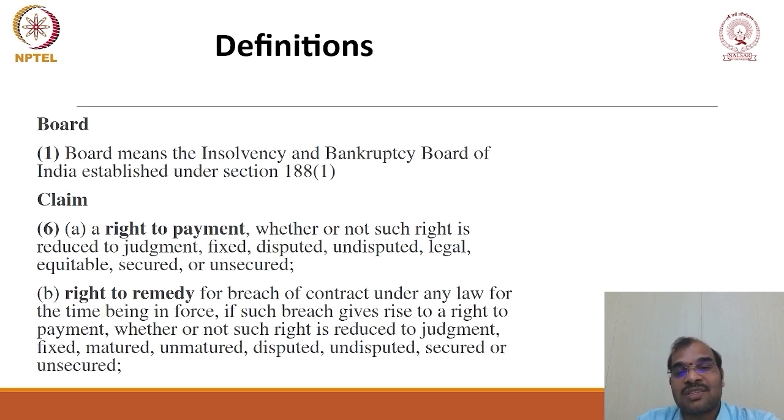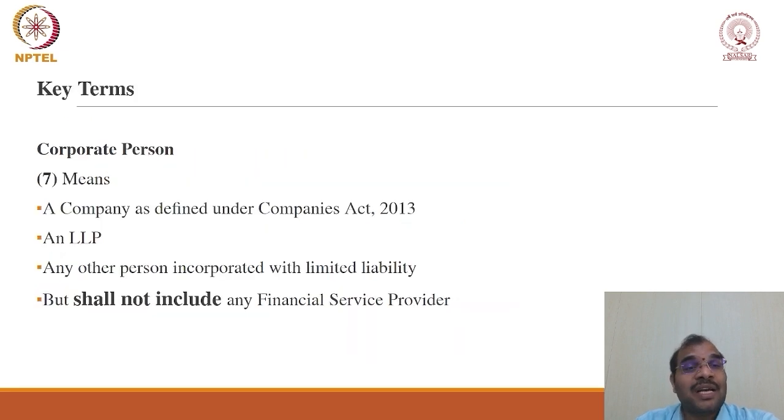Whether or not such right is reduced to judgment, fixed, matured, unmatured, disputed, undisputed, secured or unsecured. If you observe these two paragraphs, the last two lines are repeated in nature. So in simple language, what do we mean by claim? Claim means it is a right to payment, and it is a right to remedy. Whenever you are satisfying these two things, right to payment and right to remedy, then that is called a claim.